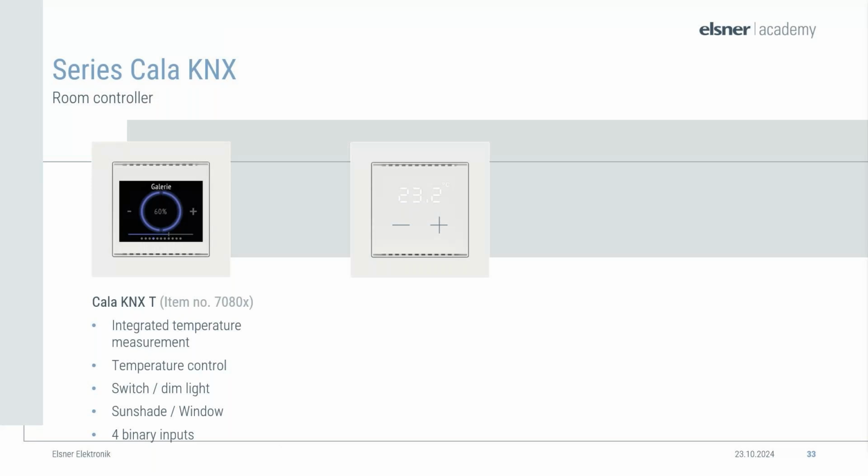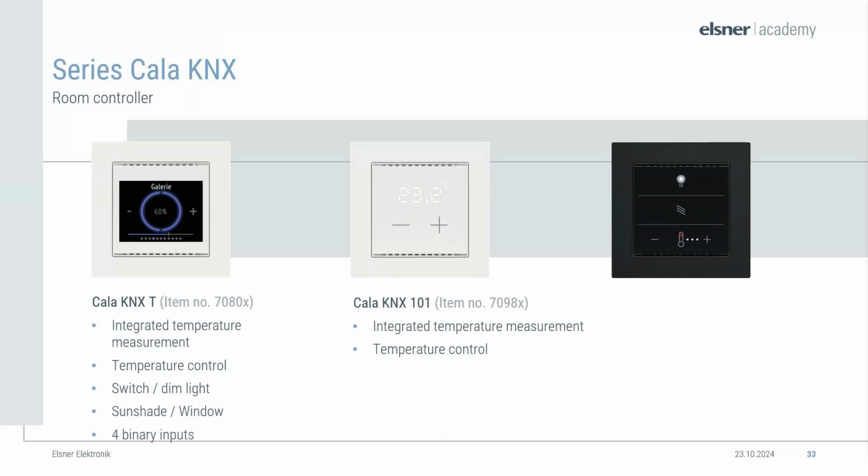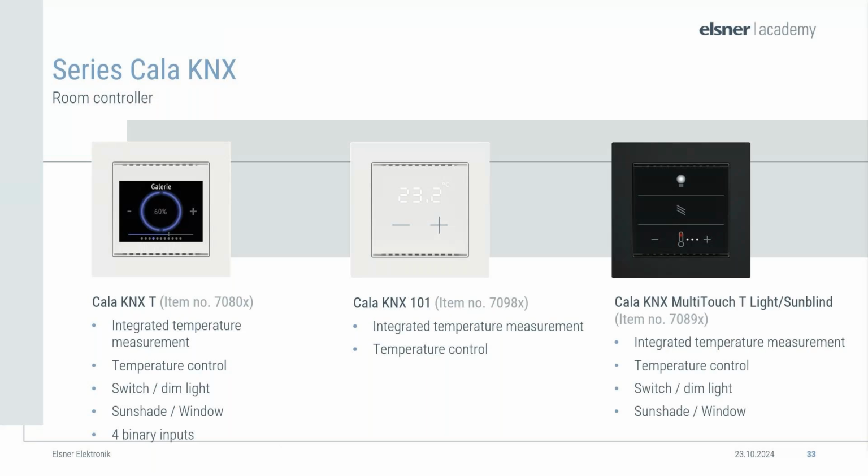Next up, a smaller version from this series is the Color KNX 101. It has an integrated temperature sensor and integrated temperature control, as explained before. So this series, the Color series itself, is a frame series, so it can be used with all the common 55 by 55 frames.